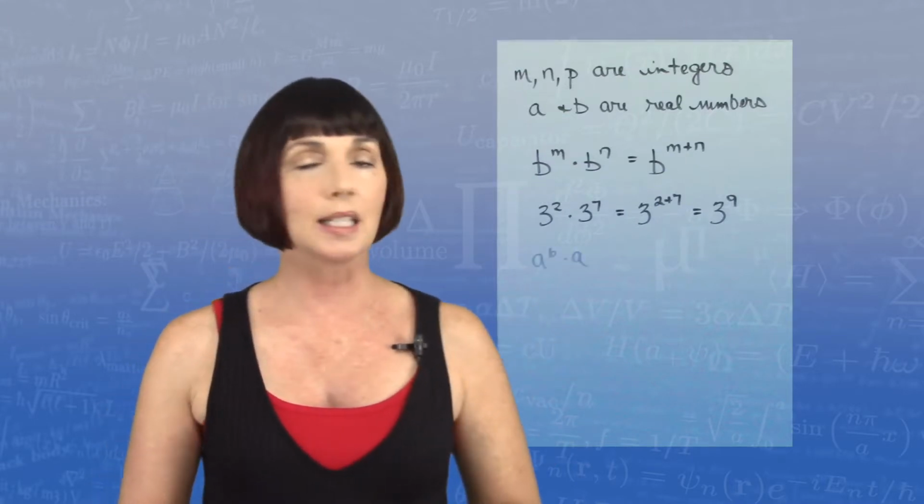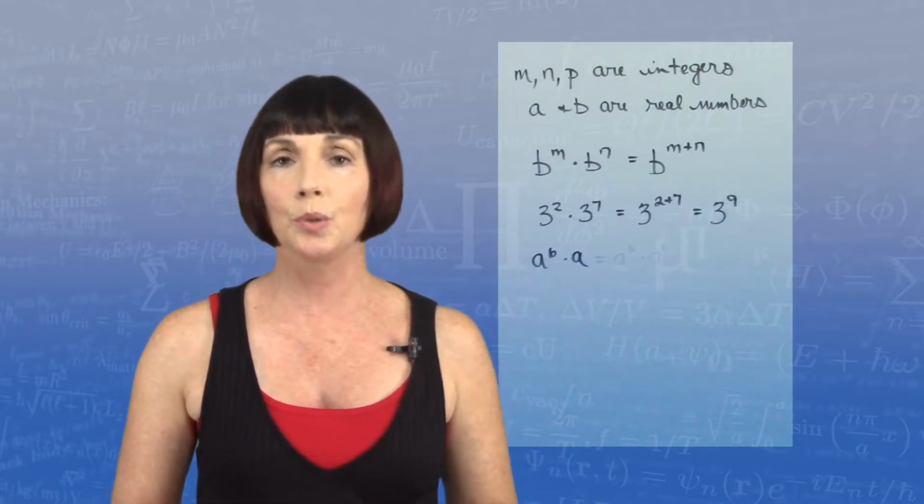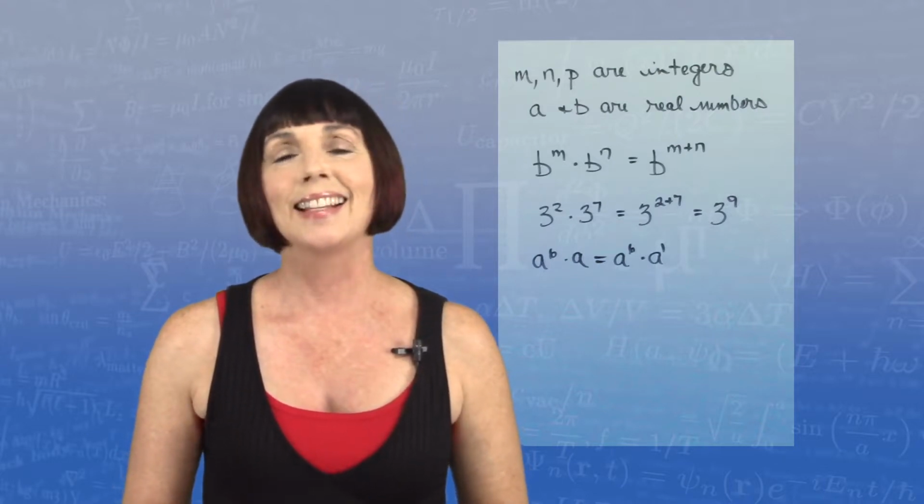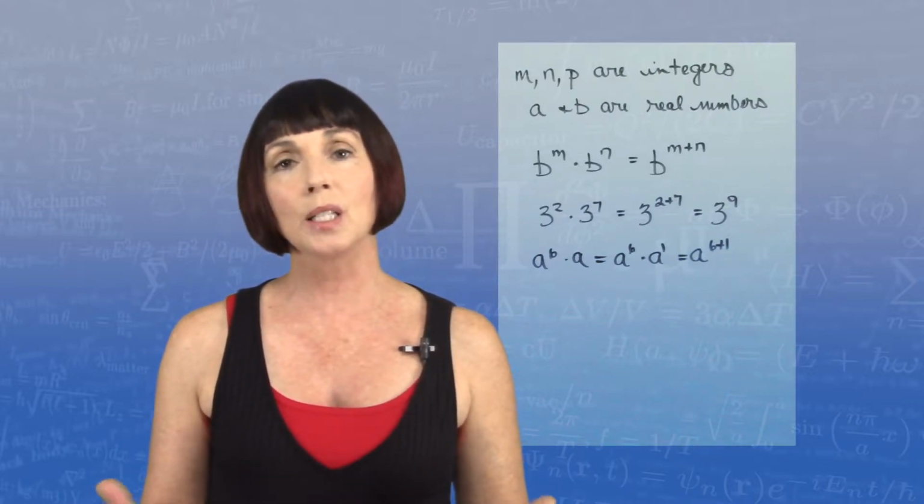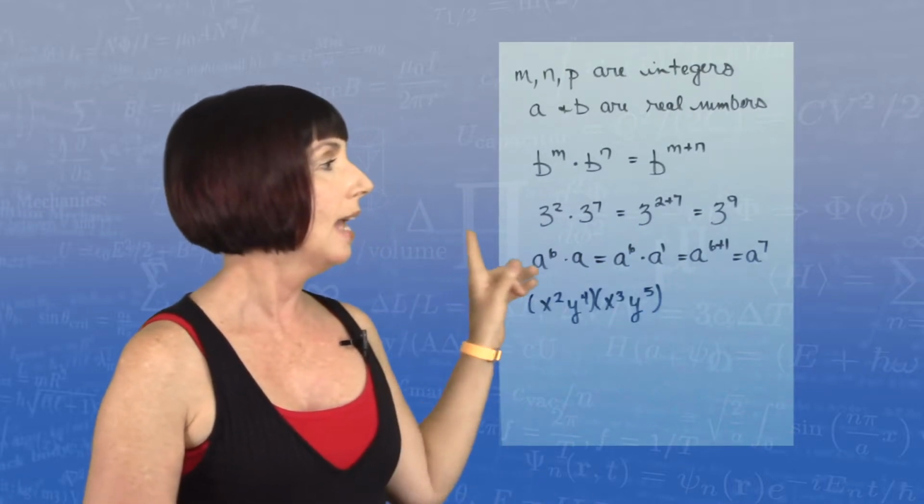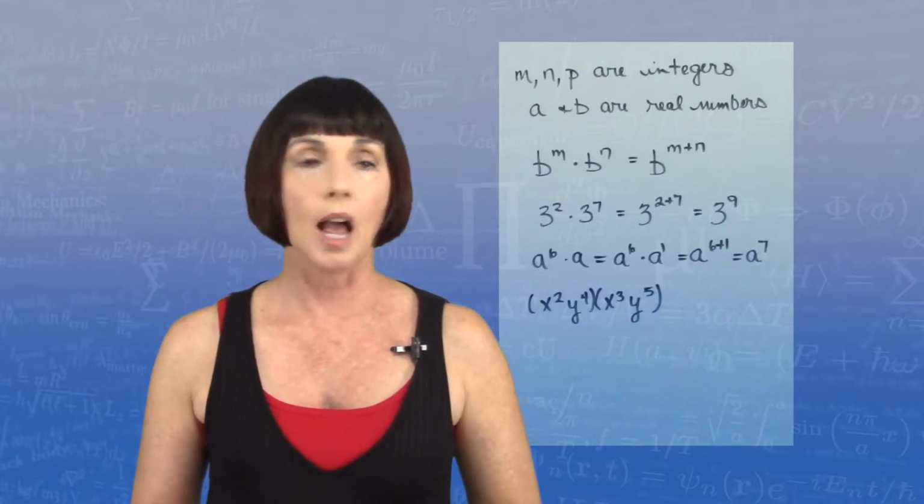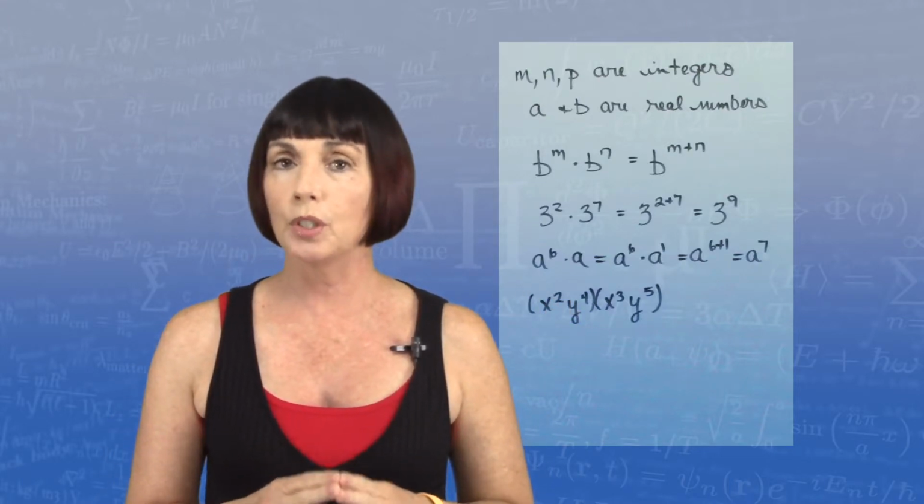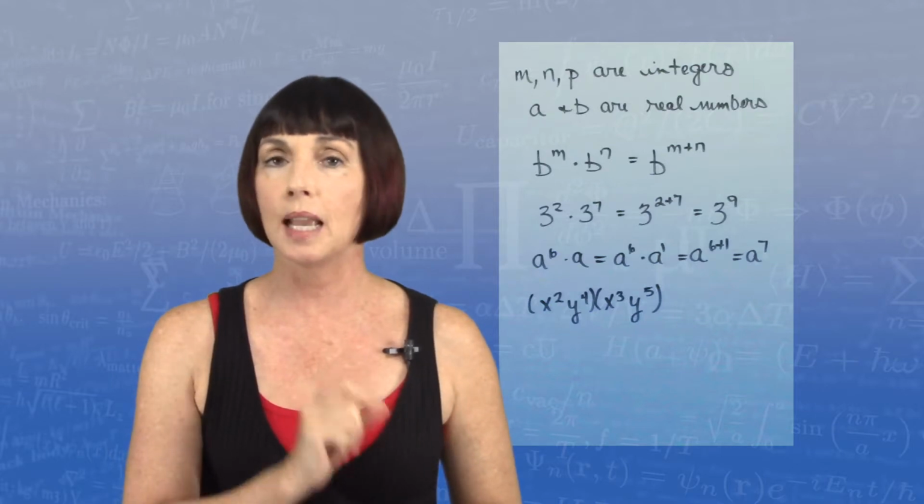a to the power of 6 times a is equal to a to the power of 6 times a to the power of 1. That's the same as a to the power of 6 plus 1, or a to the power of 7. If we have x squared y to the 4th times x cubed y to the 5th, we can add the exponents for the terms that have the same bases.